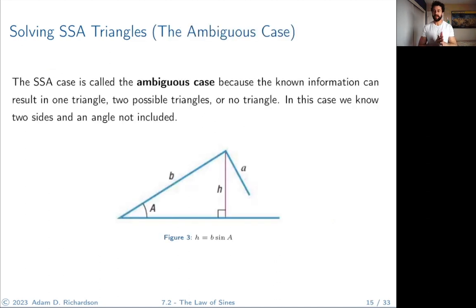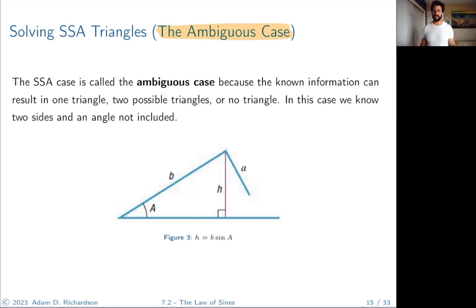Okay, now let's talk about SSA triangles. So this is the situation where we know 2 sides and an angle opposite one of the sides. And this is what's known as the ambiguous case. The reason it's called the ambiguous case is because if you have this information, it's ambiguous. You don't have a single possible solution. You have multiple possibilities of solutions.